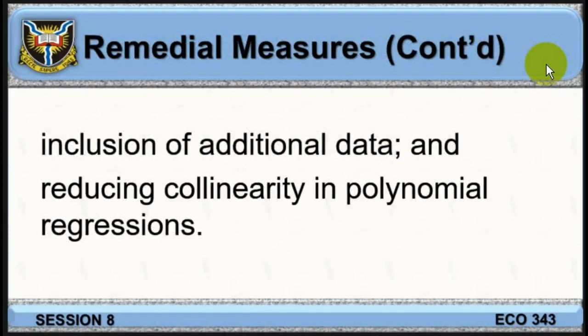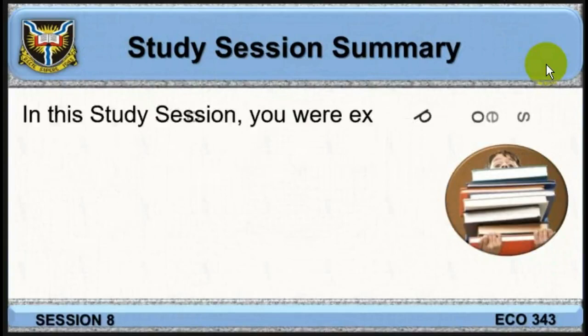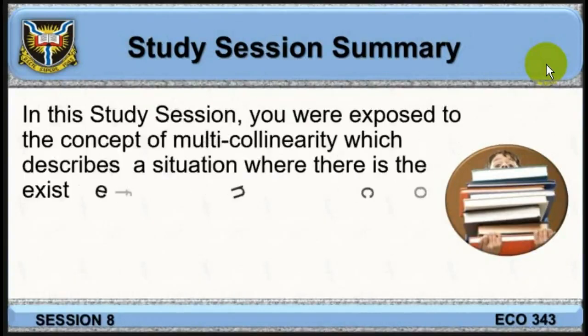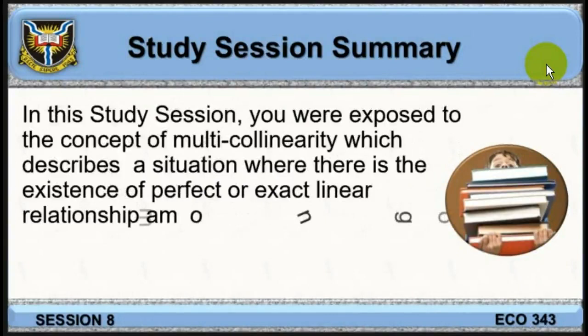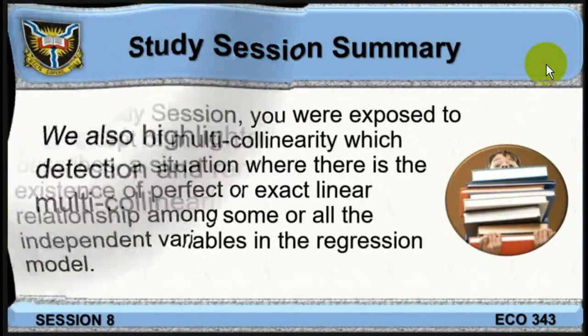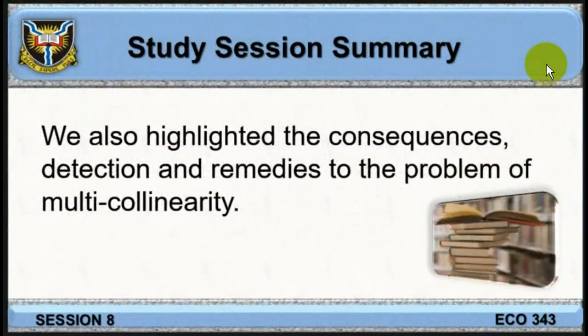Study section summary. In this study section, you were exposed to the concept of multicollinearity, which describes a situation where there is the existence of perfect or exact linear relationship among some or all the independent variables in the regression model. We also highlighted the consequences, detection, and remedies to the problem of multicollinearity.